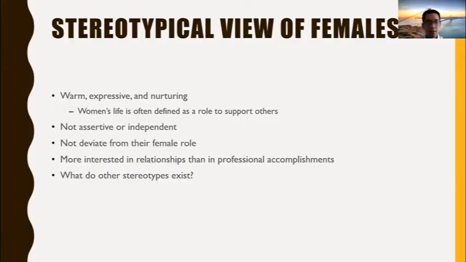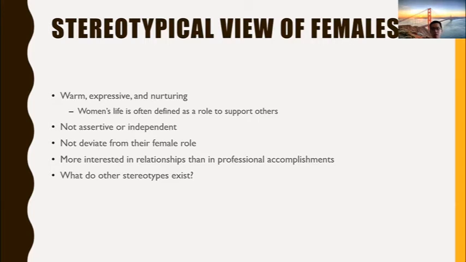Okay, so let's talk about the stereotypes of females. What should women be like? Very warm to others, express a lot to others, talk a lot to others, express a lot of emotions and feelings to others. And a woman should be very nurturing, take care of kids, take care of other people's feelings, and take care of all kinds of people. So we can see that women's life is often defined as a role to support others. A woman is often viewed as someone who supports other people, supports their kids, their husbands, their fathers and mothers, their colleagues and so forth.